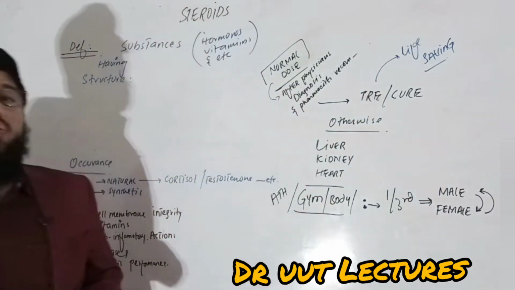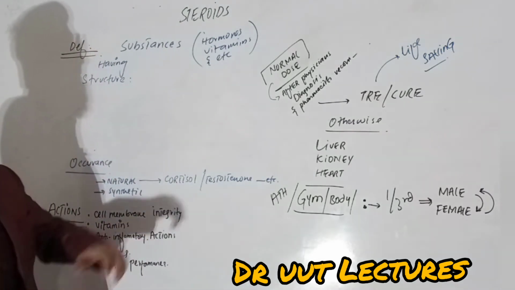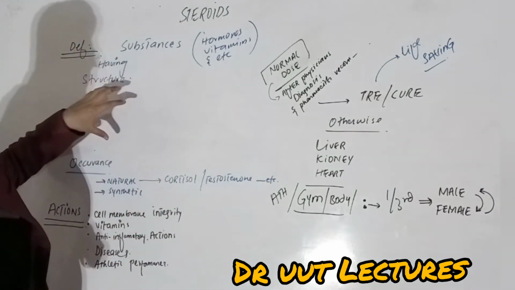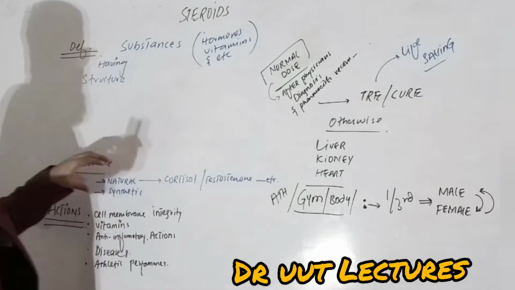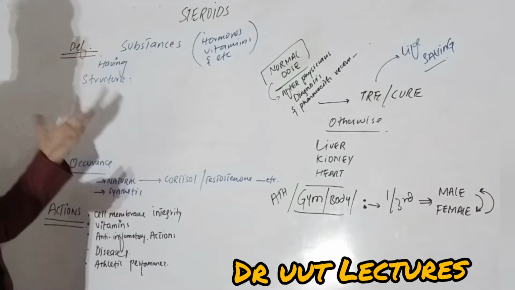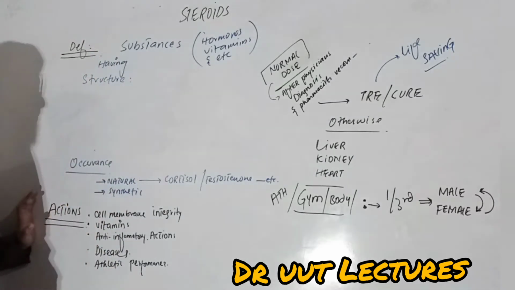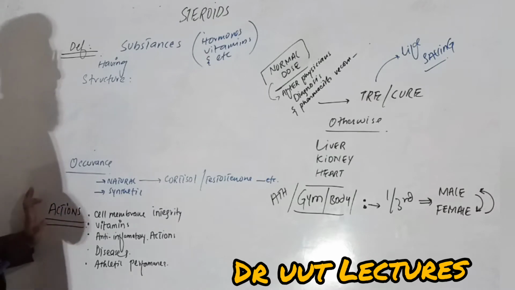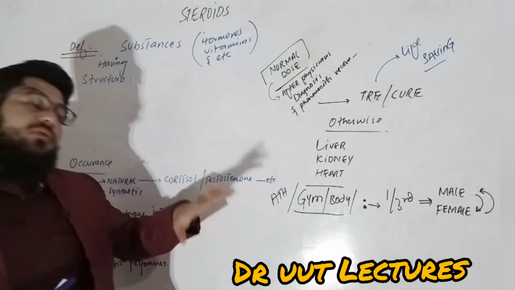We'll talk about the steroids. We'll talk about the definition of steroids, a simple layman definition. We'll talk about the occurrence of the steroids, where these steroids occur actually. Then we'll talk about the actions of the steroids. After that, we'll discuss with you guys the use and the misuse of the steroids.